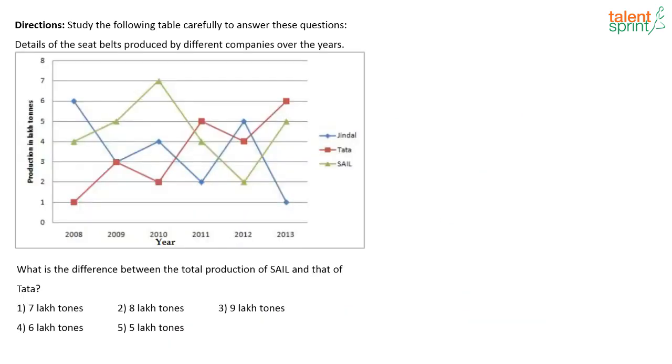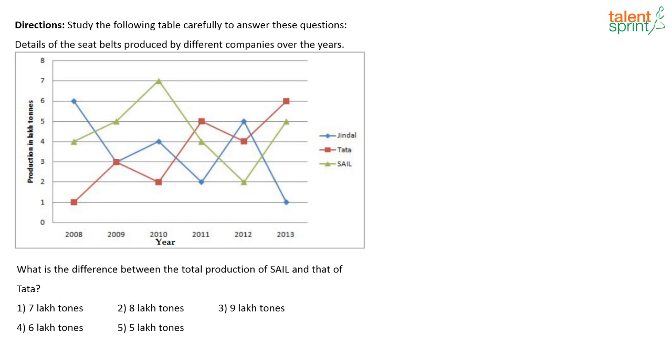Next. There is one more set here. Study the following table carefully to answer the questions. Details of, no, this is not seat belt. Oh, this is also a seat belt question. Details of seat belts produced by different companies over the years are given. What is the difference between the total production of SAIL and that of Tata?